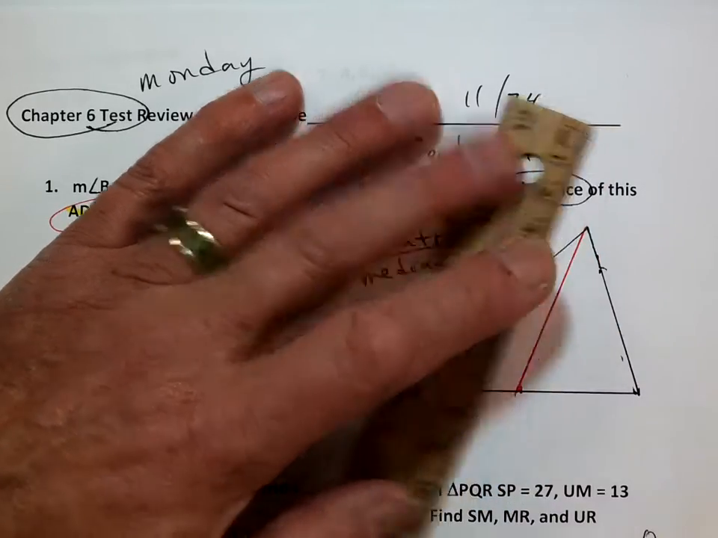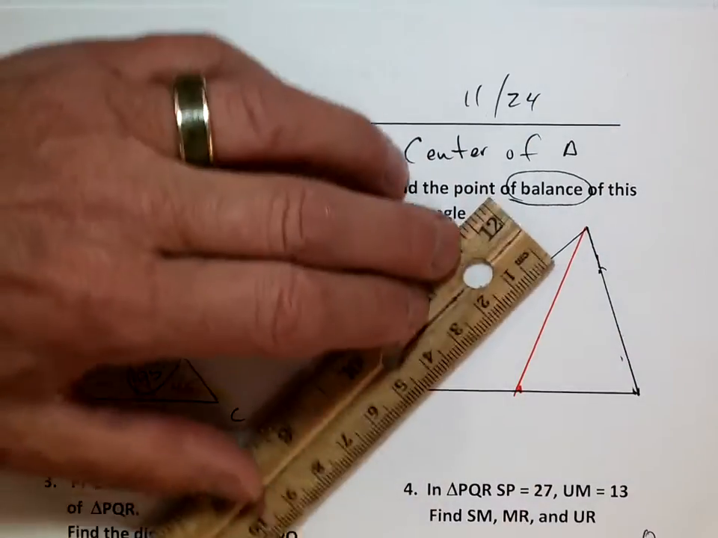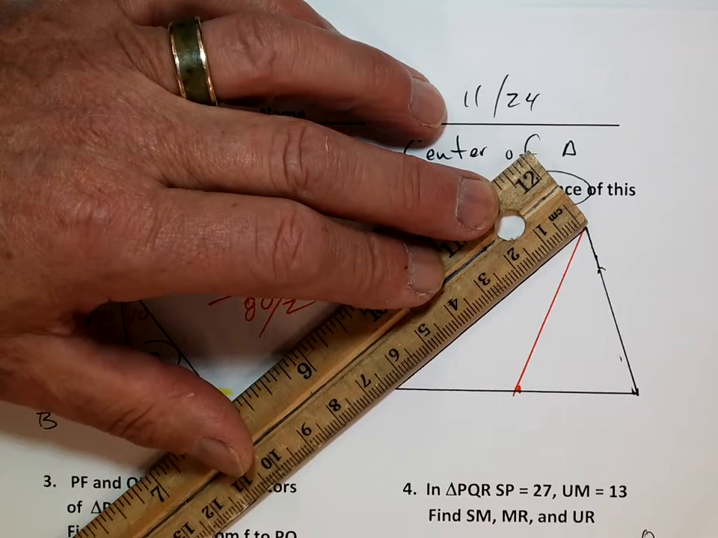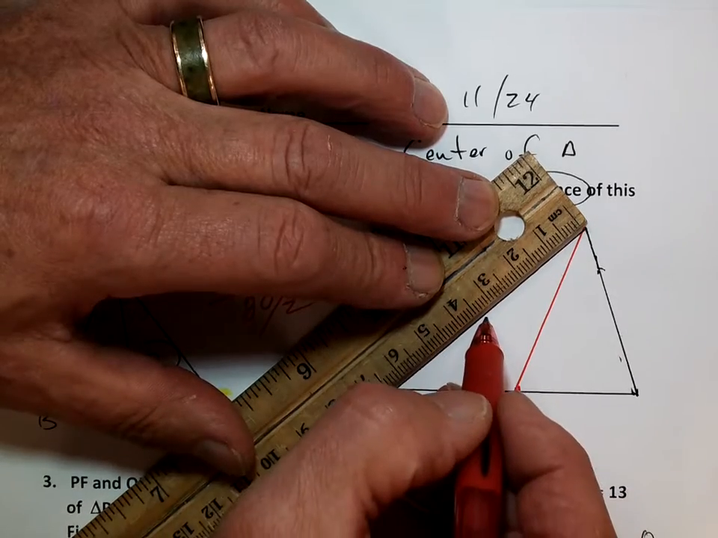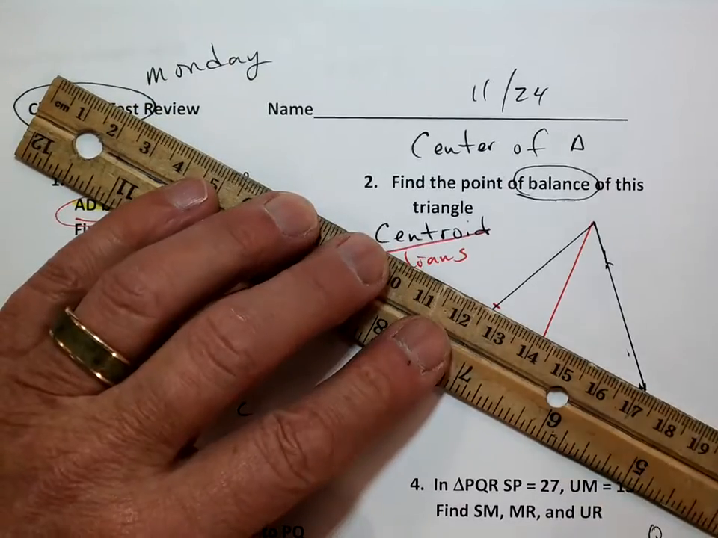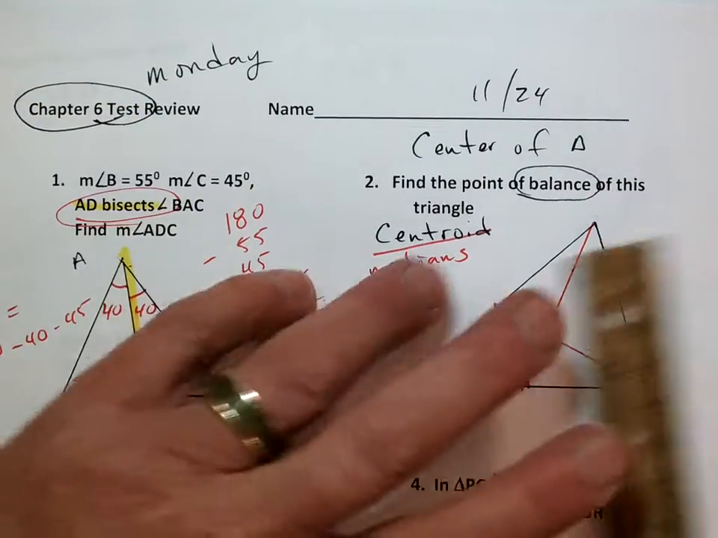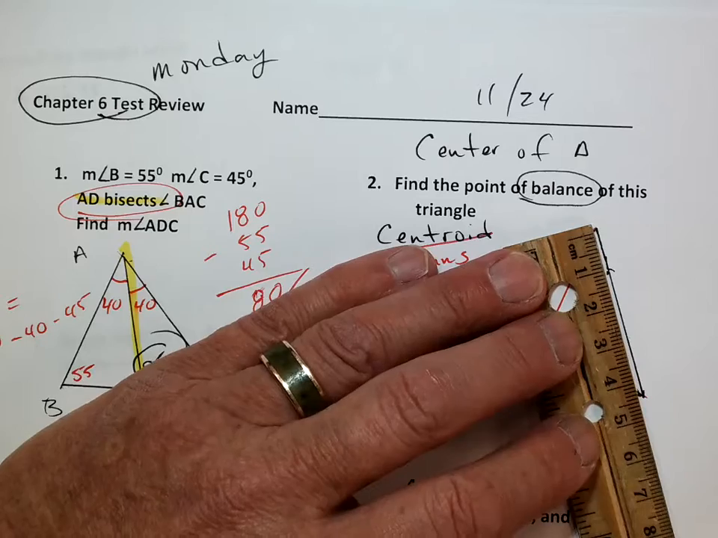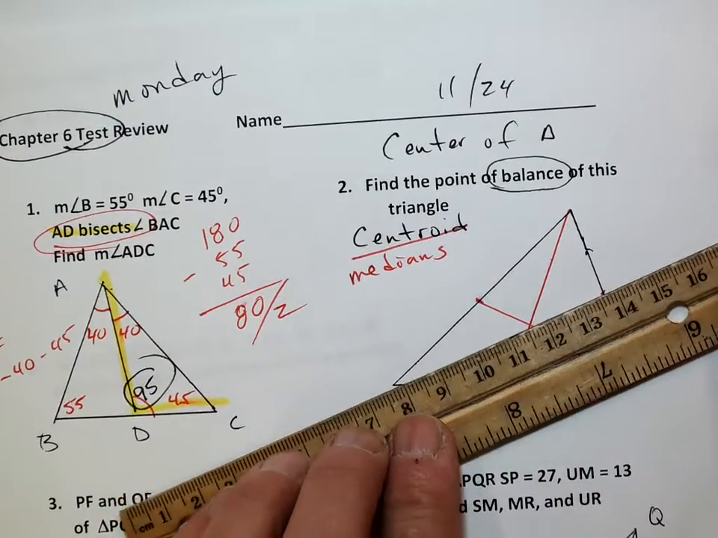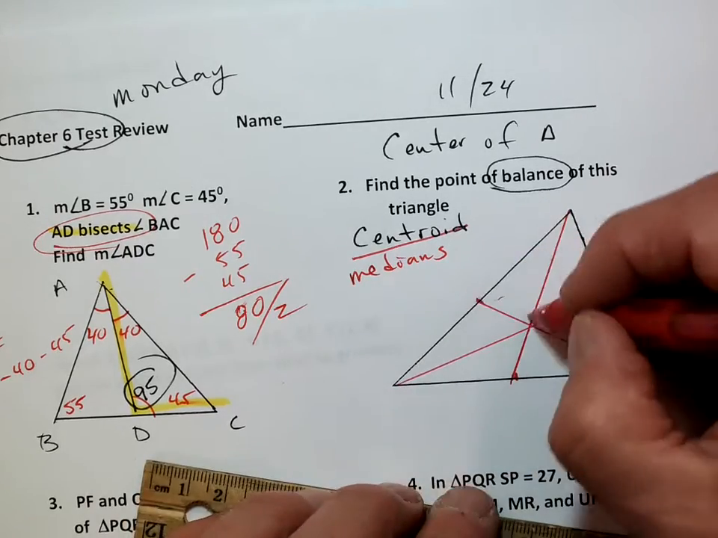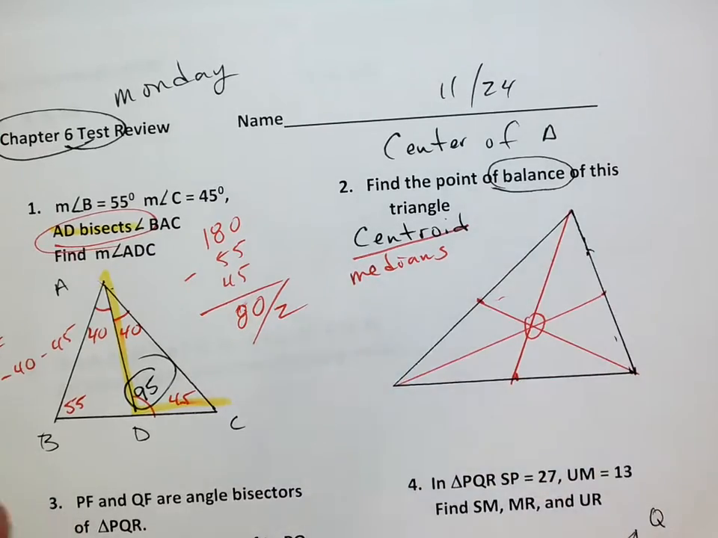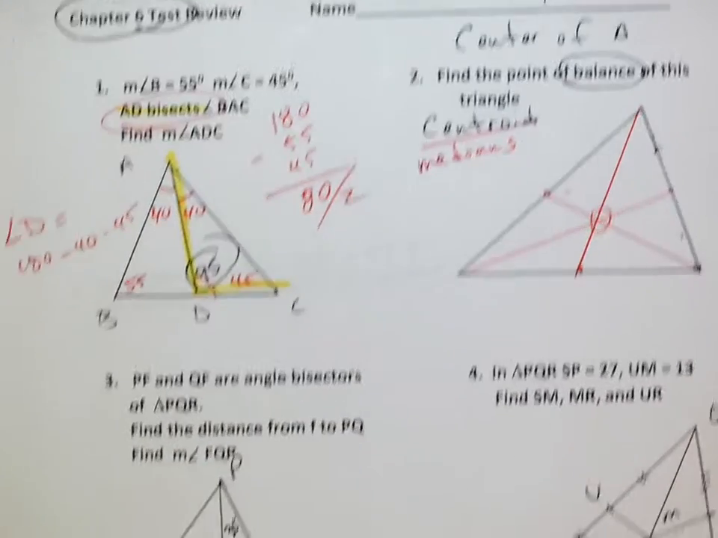If I draw the median, it's from the angle to the opposite side. So that's a median. The same thing here. I'll measure this, and it's about 6.4, and half of that is about 3.2, and draw that in. Then if I do this one, it's about 4.4, half of that is 2.2, and I draw that in. And there you go. That's my balance point or my centroid. You just have to draw that.